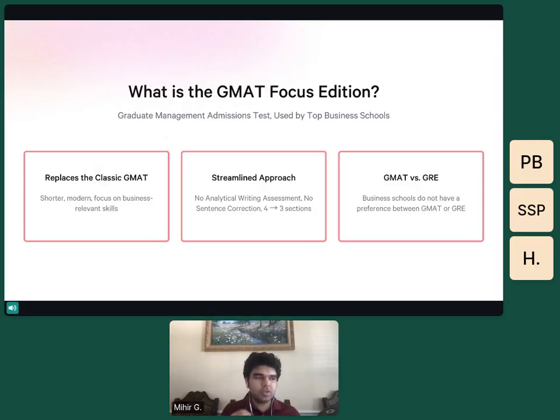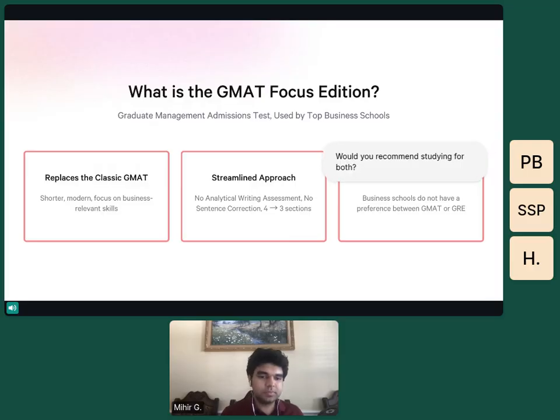Now, if you're considering between the GMAT and the GRE, business schools in particular do not have a preference between the two. Two important things to note are that the GMAT is typically only used for business school admissions, whereas the GRE may be more flexible and can be used for other graduate level applications. So they are two different tests. If you are interested in applying to business school, they don't have a preference between the two.